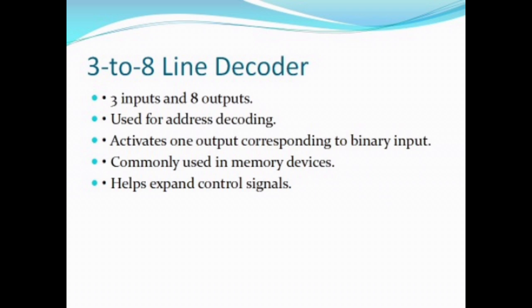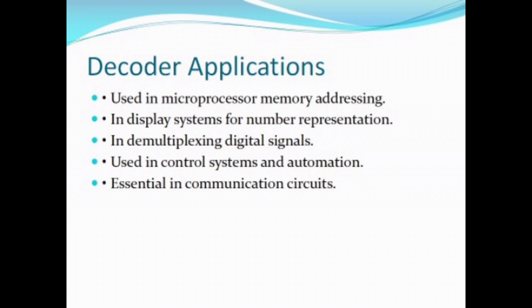Mainly the decoder is used for expanding, whereas the encoder is used for compression. The main applications of decoders are in microprocessors, addressing, and display systems for driving 7-segment displays. They are also used for demultiplexing data signals, control and automation, digital clocks, counters, and so on.